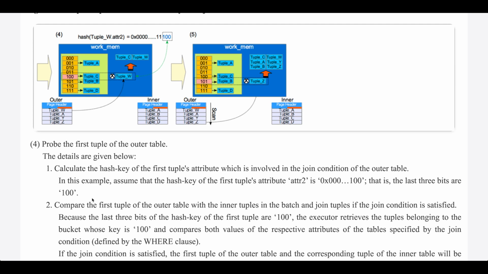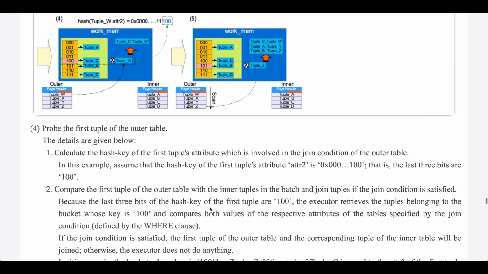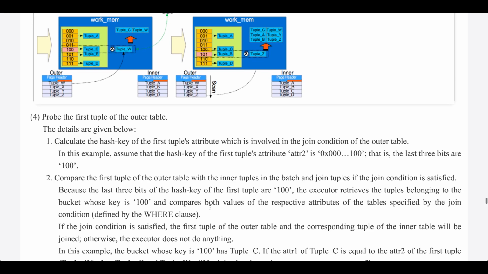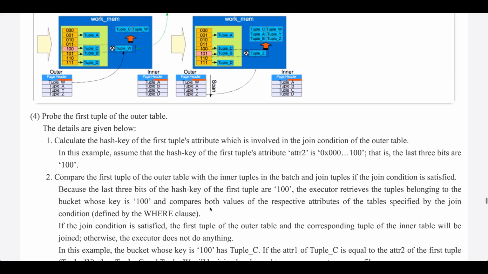are 100. 2. Compare the first tuple of the outer table with the inner tuples in the batch and join tuples if the join condition is satisfied. Because the last 3 bits of the hash key of the first tuple are 100, the executor retrieves the tuples belonging to the bucket whose key is 100 and compares both values of the respective attributes of the tables specified by the join condition, defined by the WHERE clause. If the join condition is satisfied, the first tuple of the outer table and the corresponding tuple of the inner table will be joined. Otherwise, the executor does not do anything.